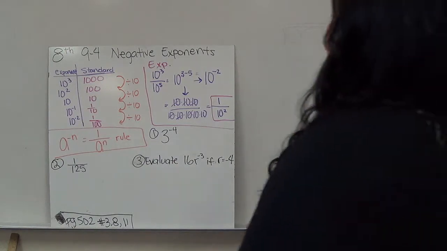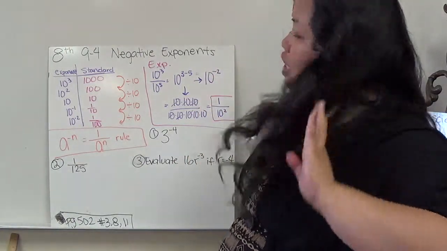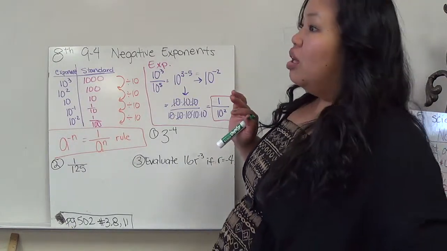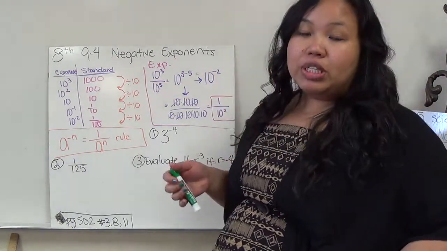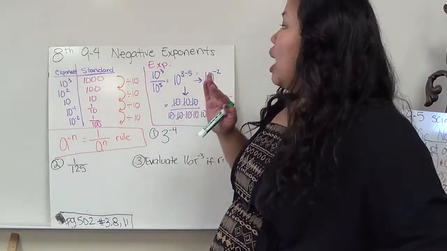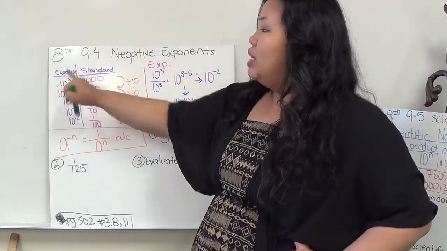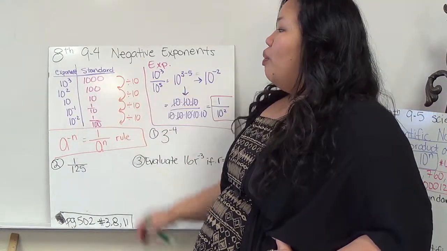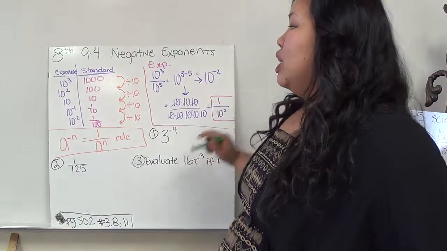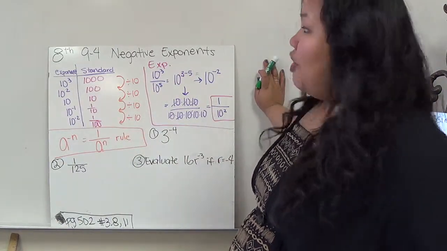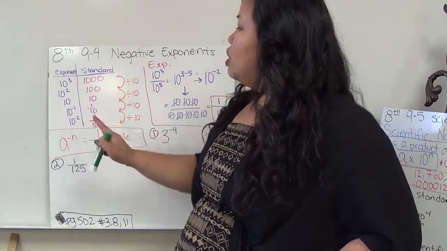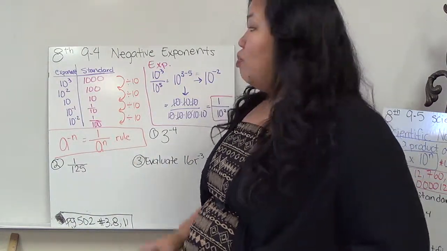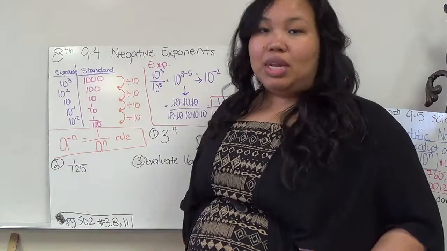In 8th grade, section 9.4, we're dealing with negative exponents. So far we've had the positive exponents, which means that the number tells us how many times to multiply. So 10 times 10 times 10 is 1,000. When I'm getting into the negative exponents, then I start doing the opposite. If the positive ones tell me to multiply, the negative ones tell me to divide. So instead of multiplying it, I'm going to divide it by itself that many times.